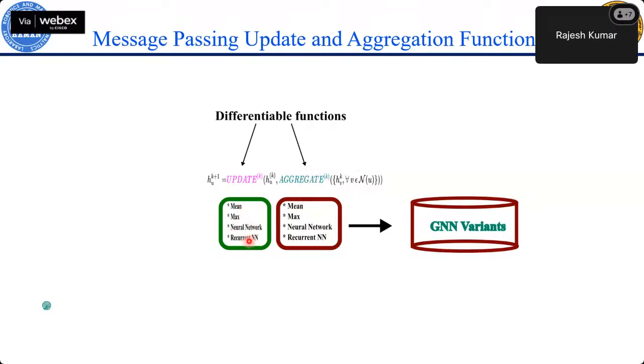And similarly for update, you can use mean. That means you take the mean of the information coming from near around, and then you have your own, and then take a further mean of it to update. Or you can take the mean here and then the max of these two values. Or you can use another neural network here to update it, and likewise. So these are the two functions where people keep on changing and developing new variants.